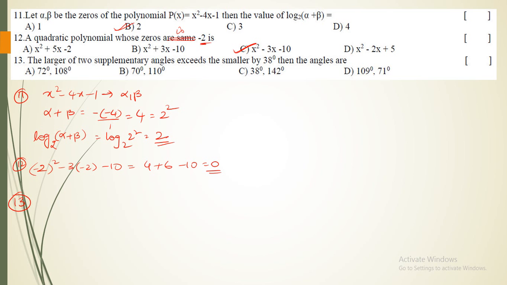degrees. Now what he has given? Supplementary angles, and the larger of two angles exceeds the smaller. So already we know larger will be more than the smaller, right? Now whenever you consider supplementary angles, you consider them as 180 minus x and x degrees. So consider the angles as 180 minus x and x, so that their sum will be 180 degrees. Now what he has given, larger is 38 degrees more than the smaller one.